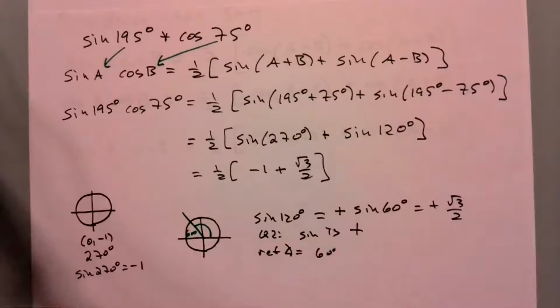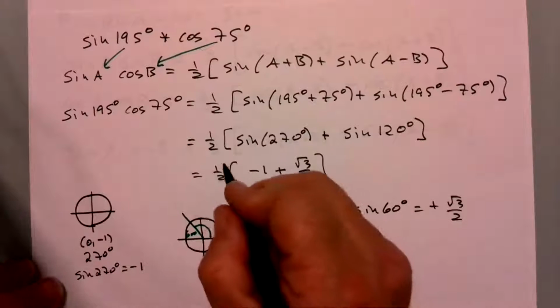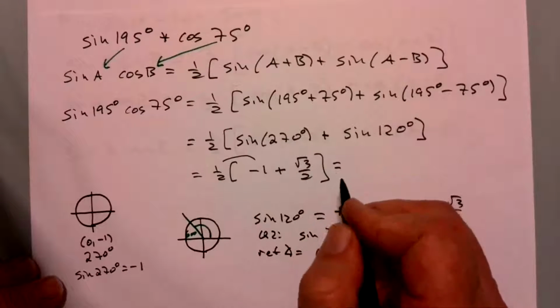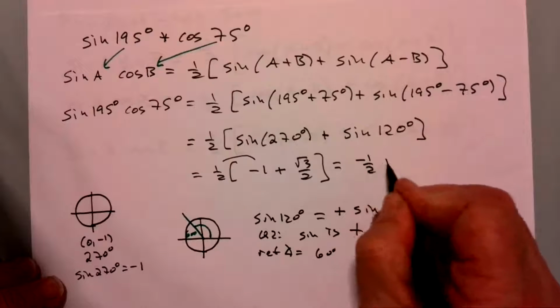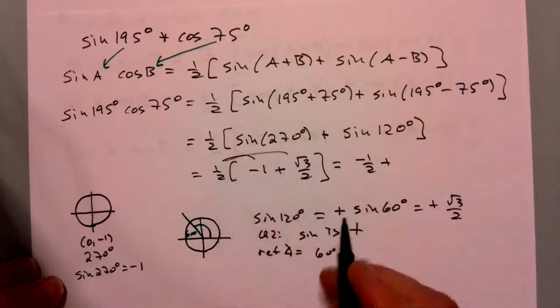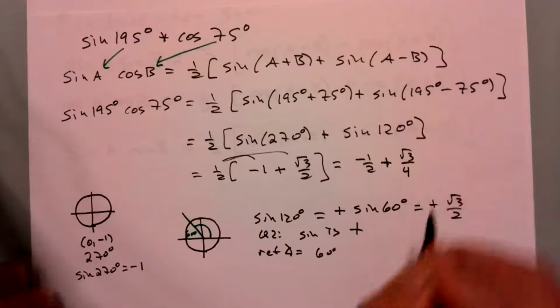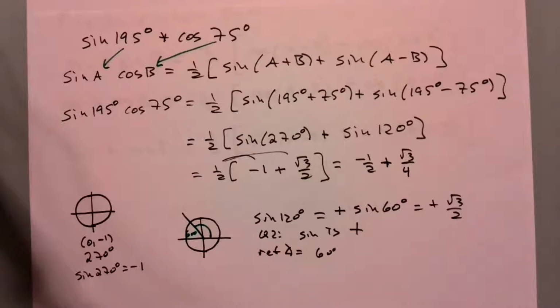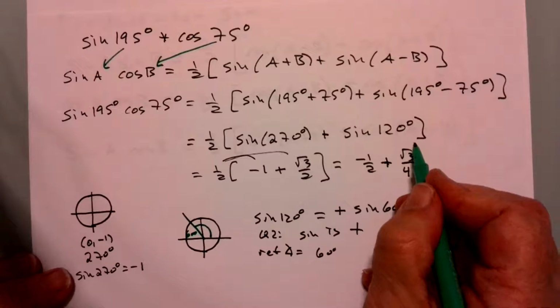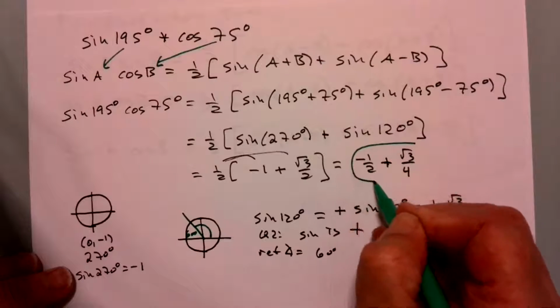So that answer is correct. Make it a little bit cleaner. Let's go ahead and distribute the 1/2. 1/2 times -1 is -1/2, plus 1/2 times root 3 over 2 is root 3 over 4. So that's the process that we use to go ahead and use that product and turn that into a sum.